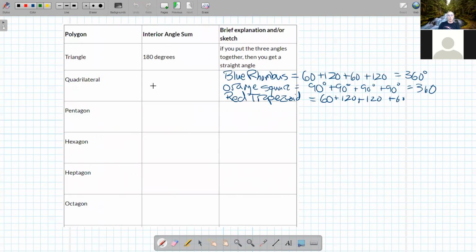All right, so based on these three, it seems like it's 360, right? Because 60, 120, 120, and 60 again add up to 360 degrees. Okay, so I'm going to write 360 degrees. But I don't have a concrete reason here. I just have three examples of different figures.